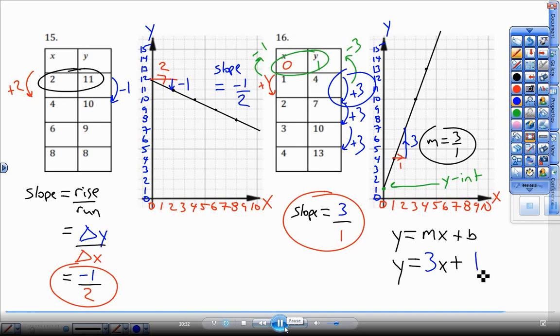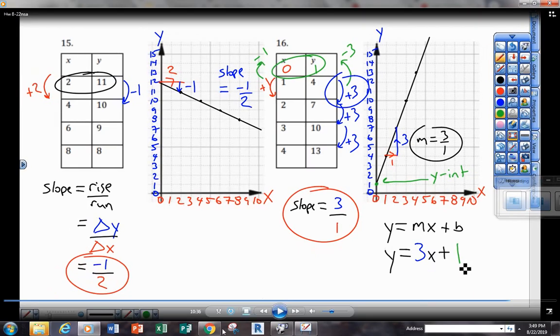And again, any point on this line will plug in and be a solution to this equation. If I plugged in (1, 4), 4 for y, 1 for x will give me 4 equals 4. If I did (2, 7), 7 for y, 2 for x, you'd end up with 7 equals 7.